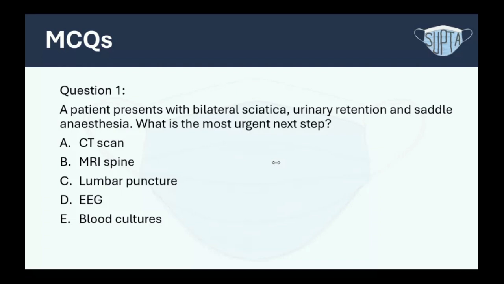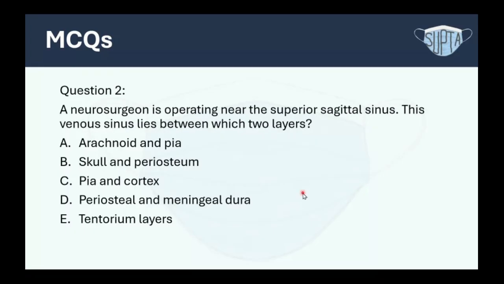Okay, I think everyone is saying B, MRI spine. Yeah, that's the answer. So B. The symptoms here do point towards cauda equina syndrome. So it's a medical emergency. You want to do an urgent MRI to confirm the diagnosis. So well done, everyone. The other diagnostic tools are not really applicable to cauda equina syndrome, so you wouldn't really do any of those. The key thing here was to know that those symptoms point towards cauda equina syndrome. So well done, everyone. Okay, question 2.